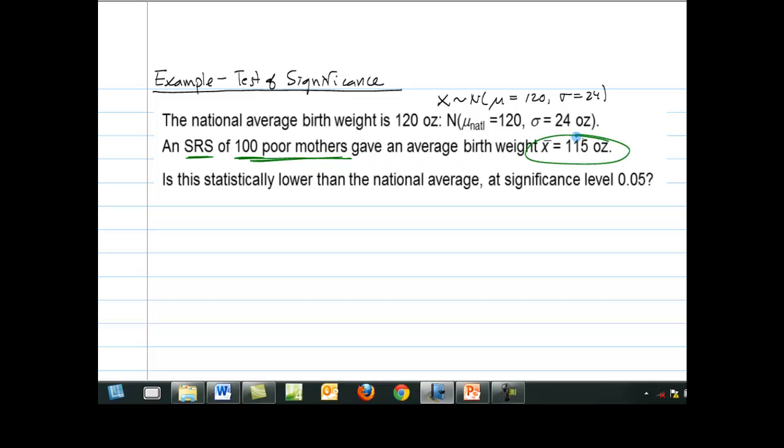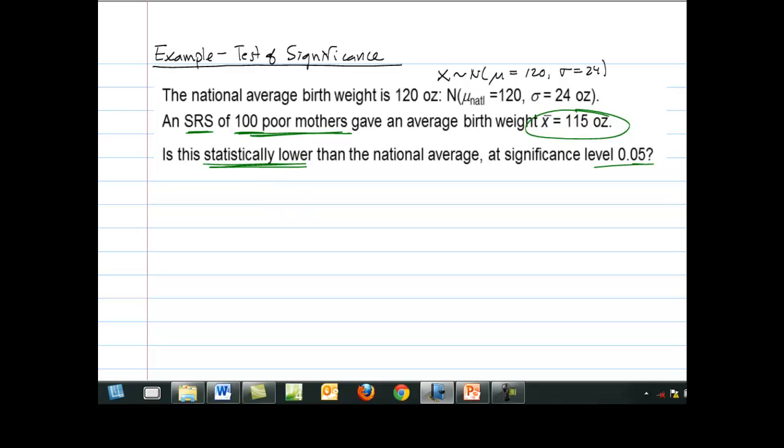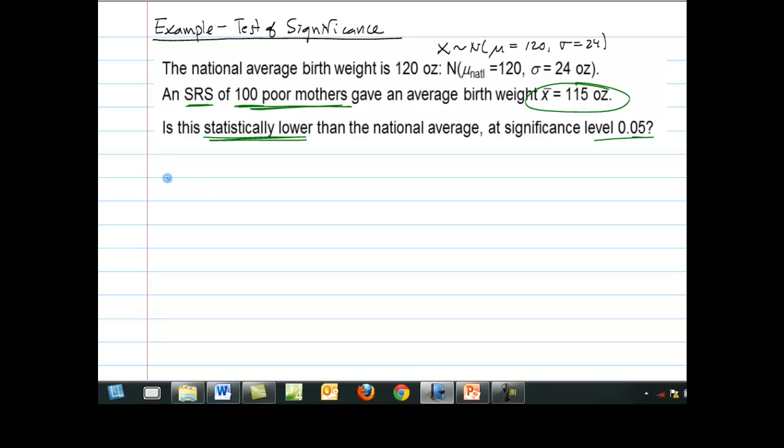So the average birth weight here was 115 ounces. Now what we're looking at is the comparison of 115 ounces to 120, and we can see that it is lower, but we want to know, is it statistically lower than the national average at a 5% level of significance? So that's the setup here.